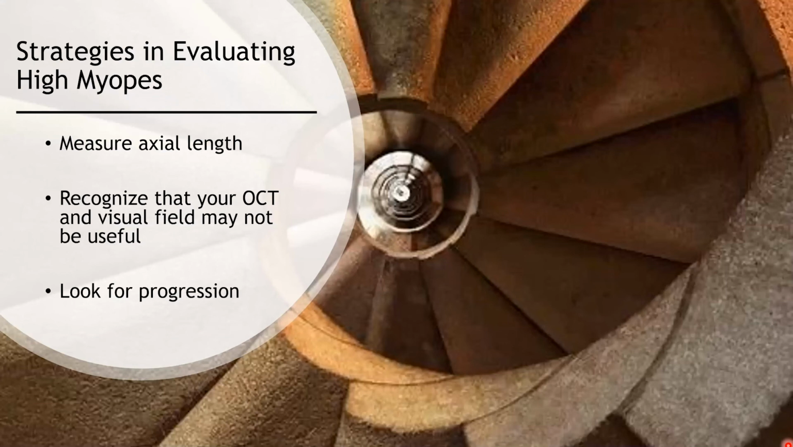So some strategies in evaluating high myopia is, first of all, just measure axial length, because the longer the axial length, the greater the effect on the OCT imaging and the retinal nerve fiber layer thickness. And as Mark already said, recognize that your OCT and your visual field, because the visual fields are often funky, may not be useful. Look for progression over time. And I probably should add to this that there seems to be some evidence that looking at the macula may be more useful in separating high myopes without glaucoma from high myopes with glaucoma. So high myopia really is a masquerader.